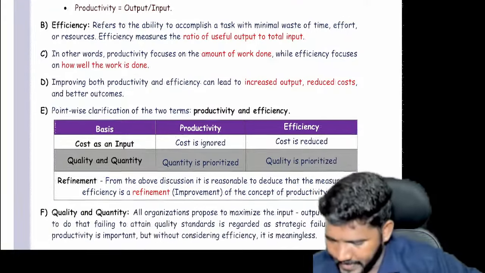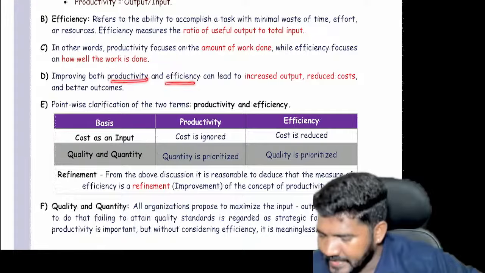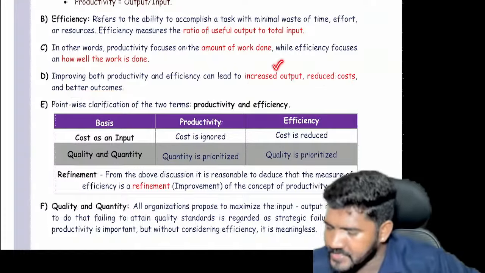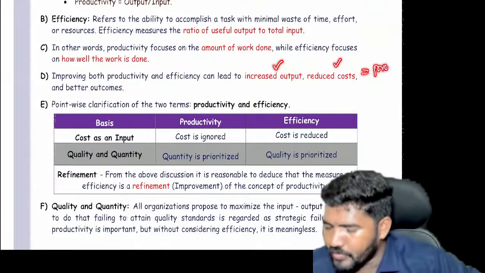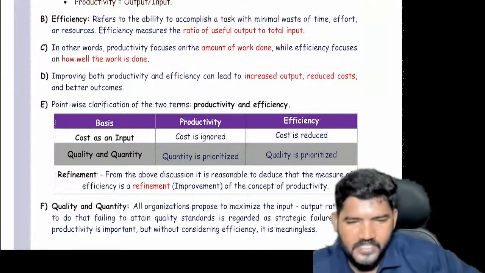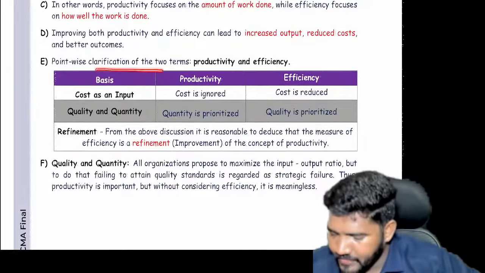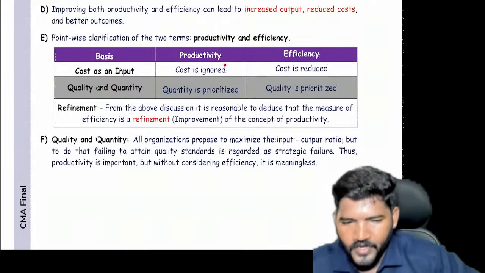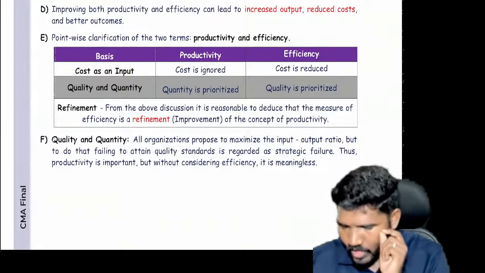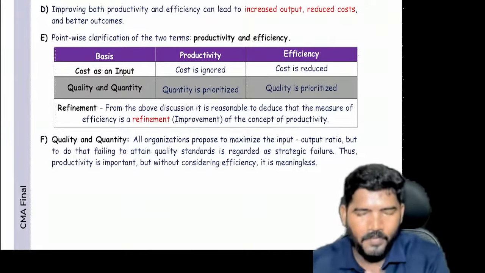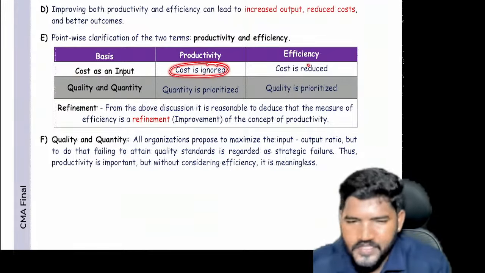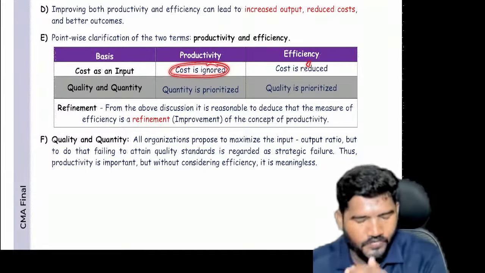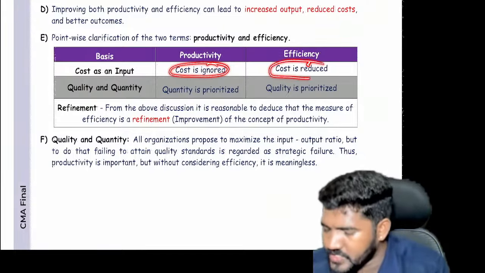That is clear. Next, improving both productivity and efficiency can lead to increased output, reduced cost, and better outcomes. If output increases and cost decreases, automatically the company gets profits. That's why every company focuses on productivity as well as efficiency. Now the point-wise clarification of the two terms, productivity and efficiency. Cost as an input: from a productivity point of view, I focus only on numerical input, not on the money or rupees point of view. So cost is ignored. From an efficiency point of view, I will put in fewer resources, which means reducing inputs, which means cost is also reduced. Efficiency focuses on cost reduction.